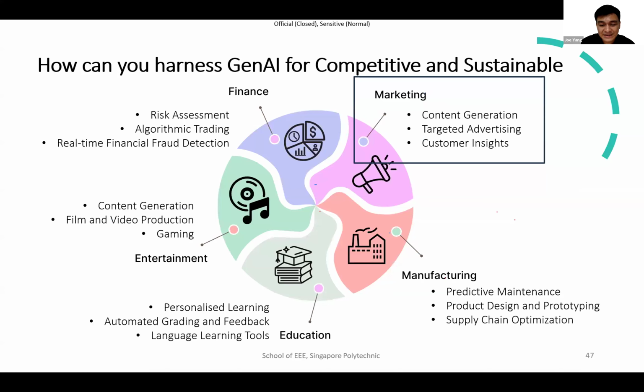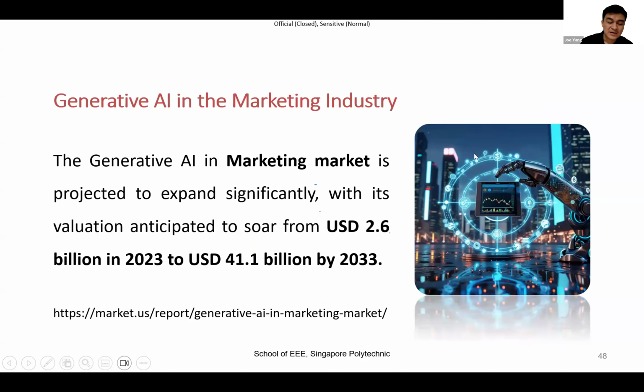Okay, next, after finance, let's deep dive into marketing. In marketing sectors, Gen AI is mainly used for content generation, for example images, photos, and then text, write-ups. All this can be done with Gen AI, and targeted advertisements can be done with Gen AI, or extracting customer insights, as well. For the marketing industries, it's projected to expand because in today's sales and marketing, Gen AI is very, very popular.